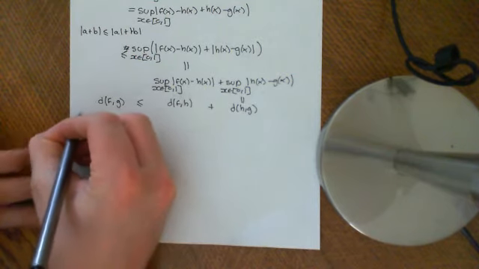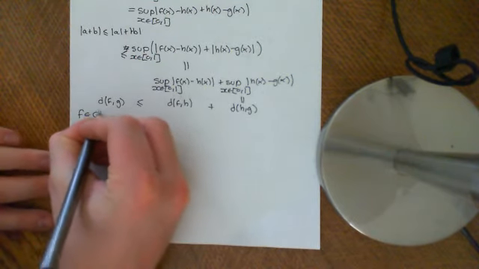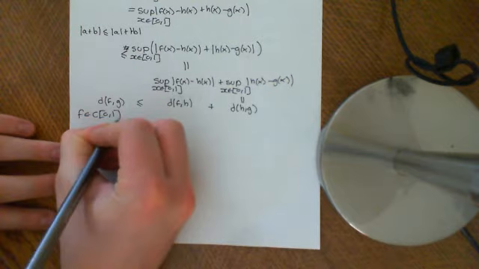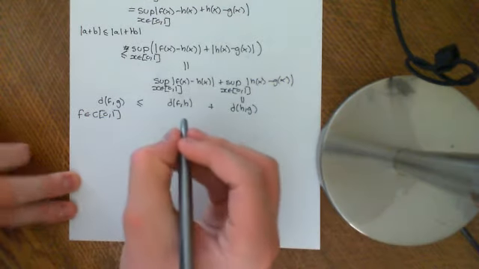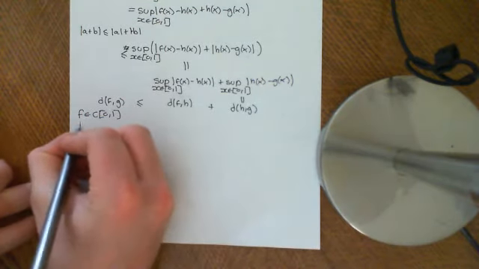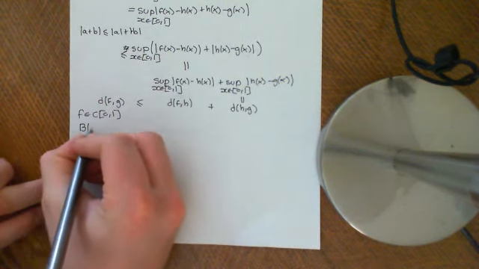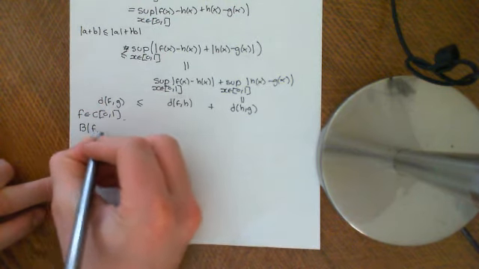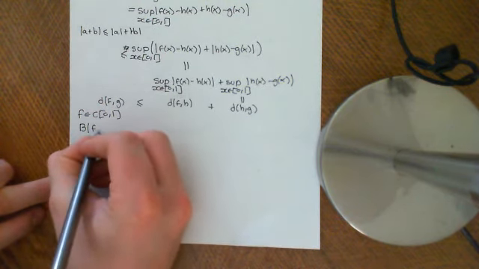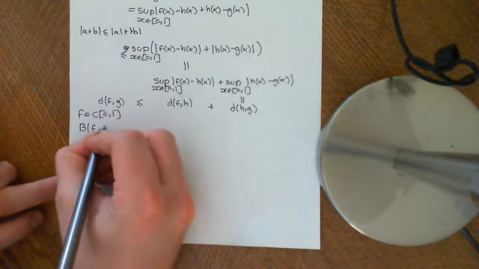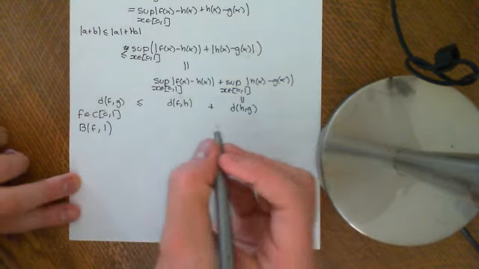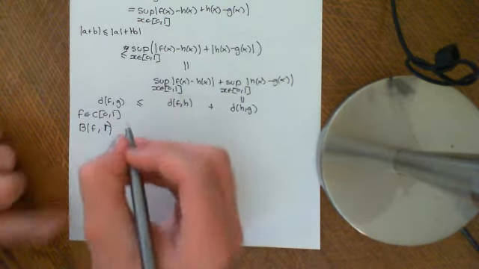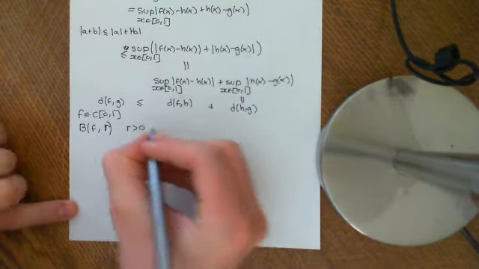So let's take some function f, which is an element of C[0,1], and let's have a look at the open ball centered at this function f of radius, let's just say radius 1. In fact, we'll generalize it. Let's say the radius r, where r is some number greater than 0.